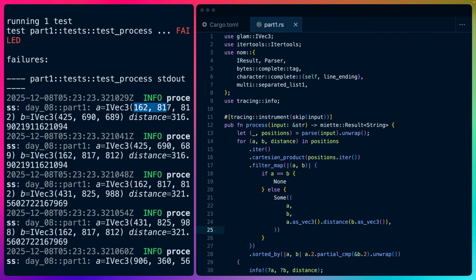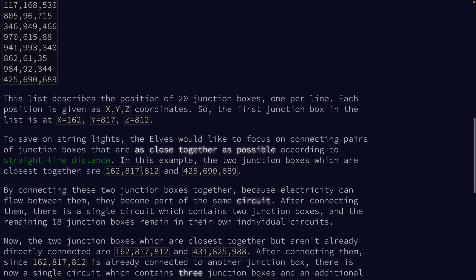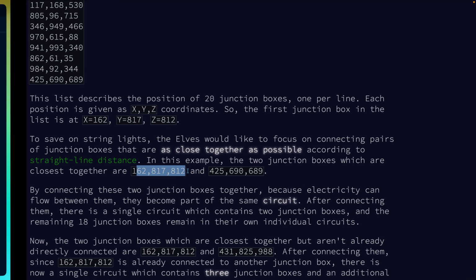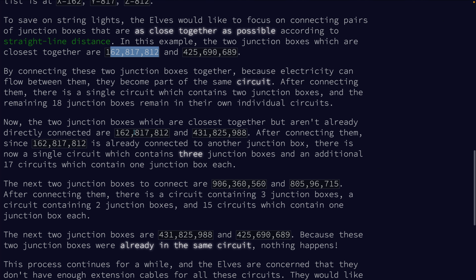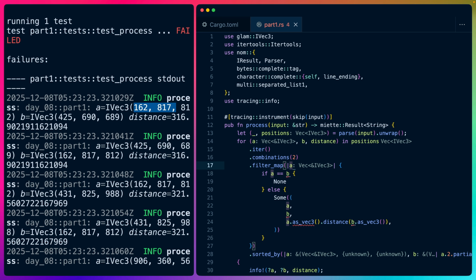So now we have 162, 817, 812, and 425. Our test input, 162, 425. That looks right. And then it wants us to do... This actually gives us the same thing in reverse order, which is also weird. I think we actually just want the combinations. We don't want the Cartesian product. So if we do combinations, we end up with a VEC of these things.